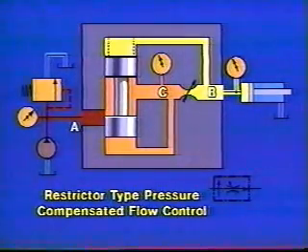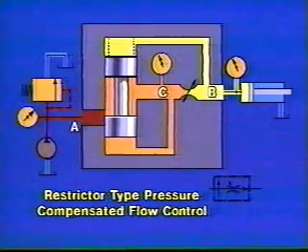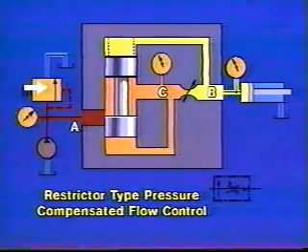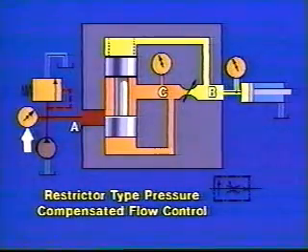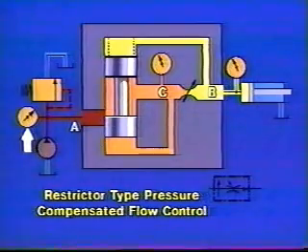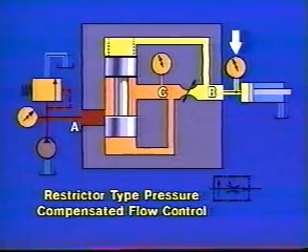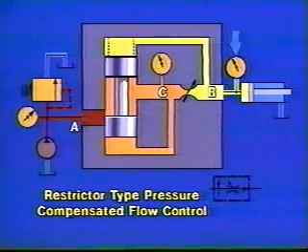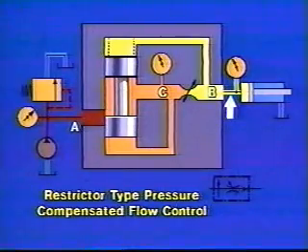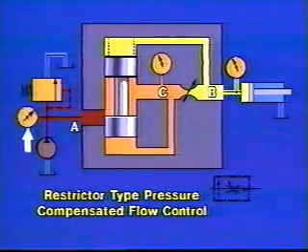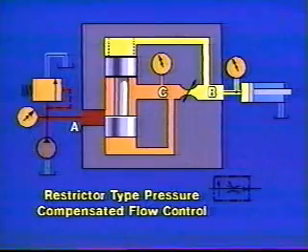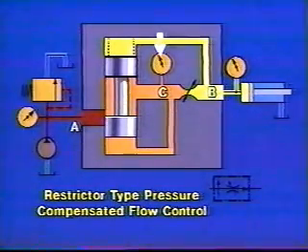The excess flow, again, must return to tank over the relief valve. If the relief valve were set for 1000 psi, the pressure at this point, when we're controlling flow rate and speed, would be 1000. The pressure at this point would be determined by whatever the workload is. If the workload pressure were 100 psi, we would have 100 psi here, and we'd have 1000 psi here. Now, how much would we have here?